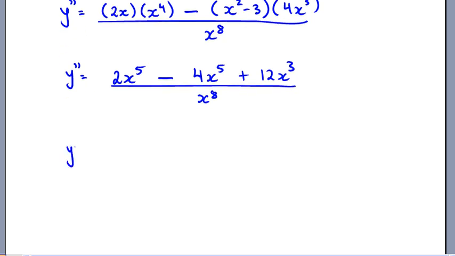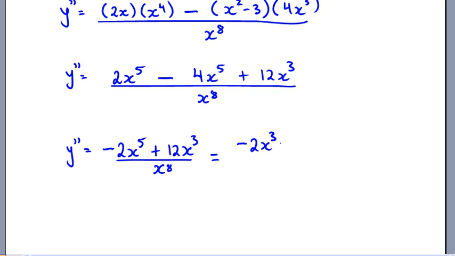Okay, more tidying. We're going to end up with a negative 2x to the 5th plus a 12x cubed all on top of an x to the 8th. Okay, and do a little factoring. Let's pull out a negative 2x cubed. That leaves an x squared minus a 6 in the top.